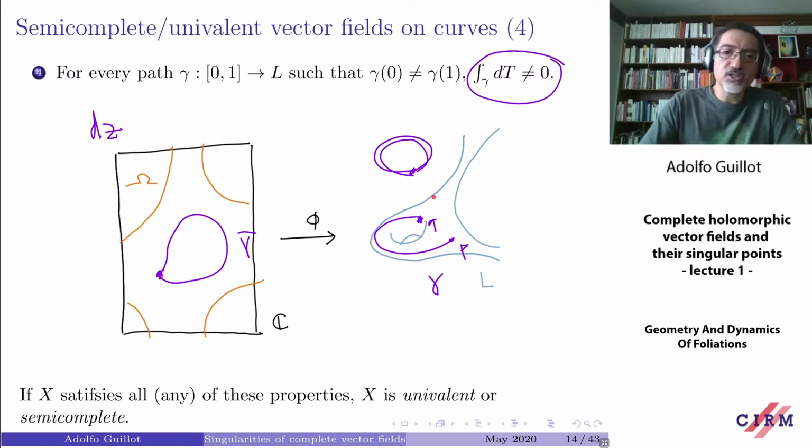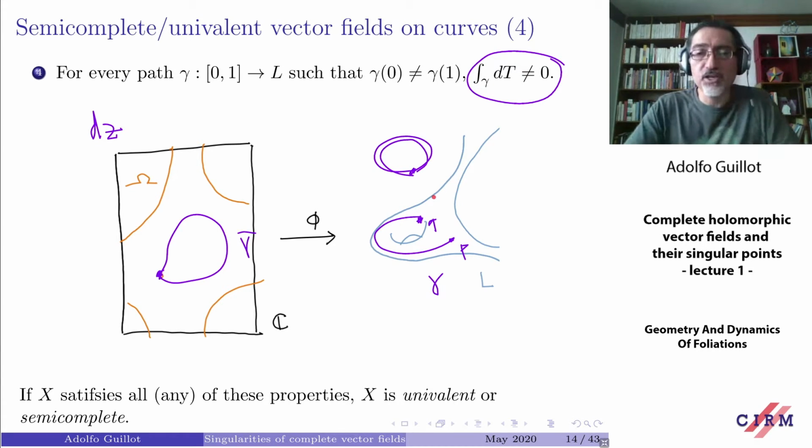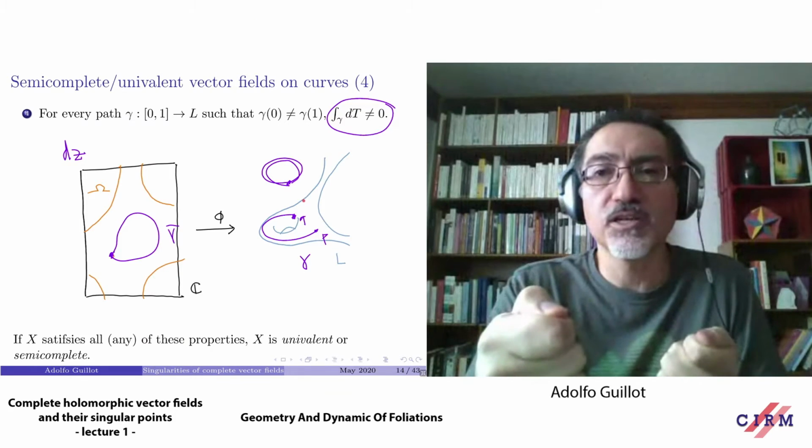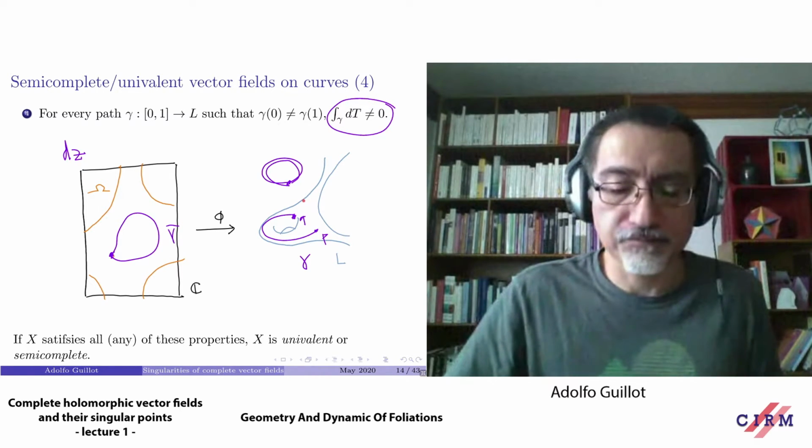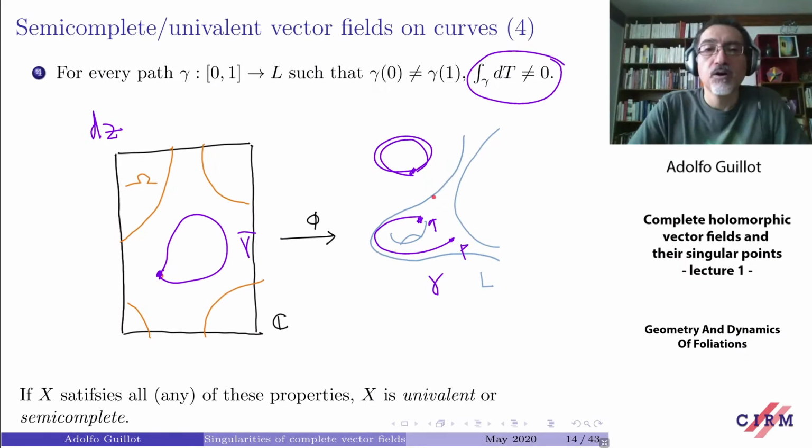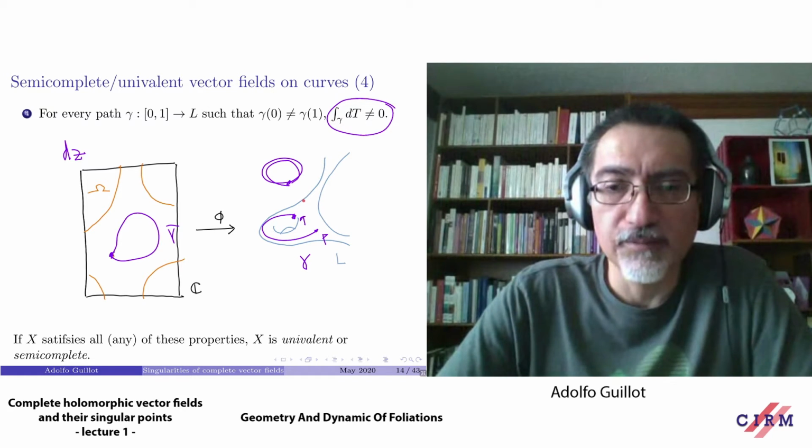Okay, so this is the fourth condition, and it's easy to see that this fourth condition implies the first one. And this one will be very helpful because it will be a definite test for multivaluedness. If I can find you an open path along which the integral of the time form is zero, then definitely your vector field is not semi-complete. Okay, so I have given you four equivalent definitions, four equivalent conditions. And if your vector field on your curve satisfies any or all of these properties, I will say that X is univalent or semi-complete. Okay, this is the definition of semi-completeness in curves.